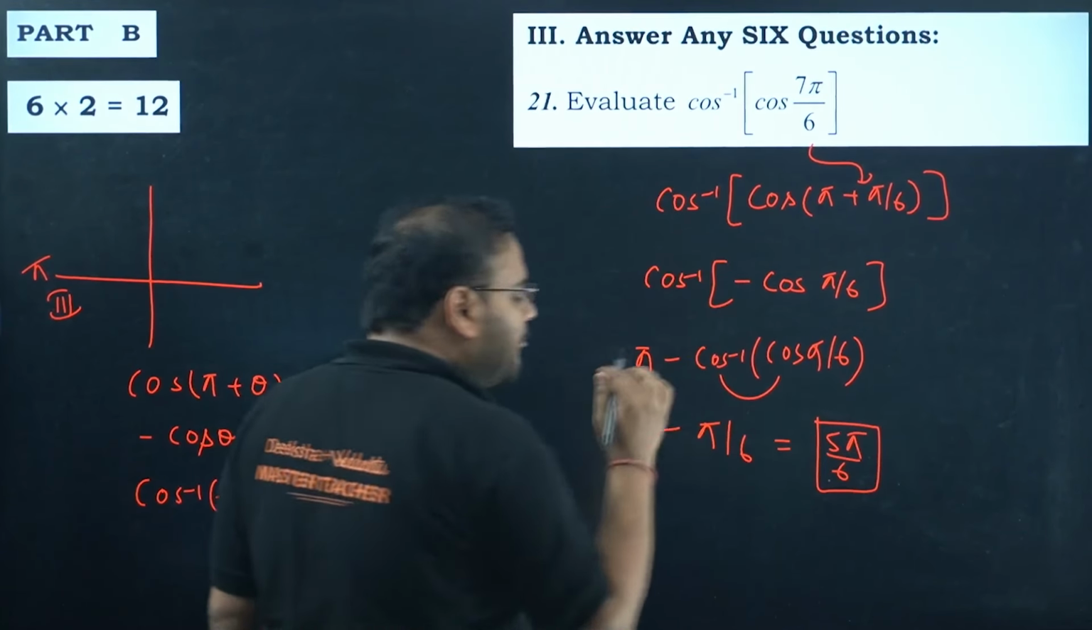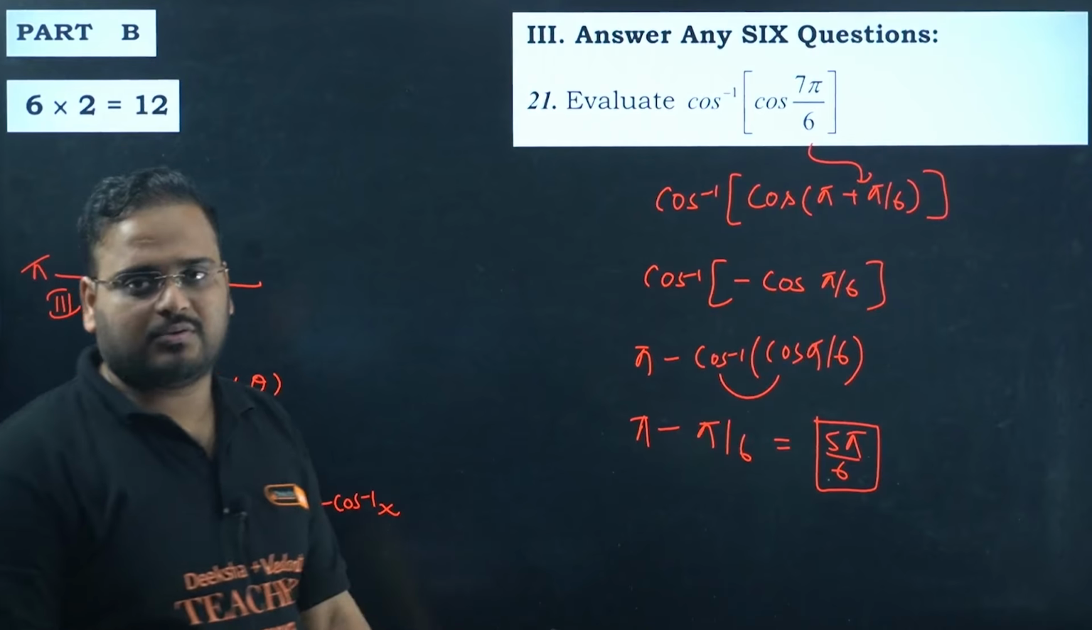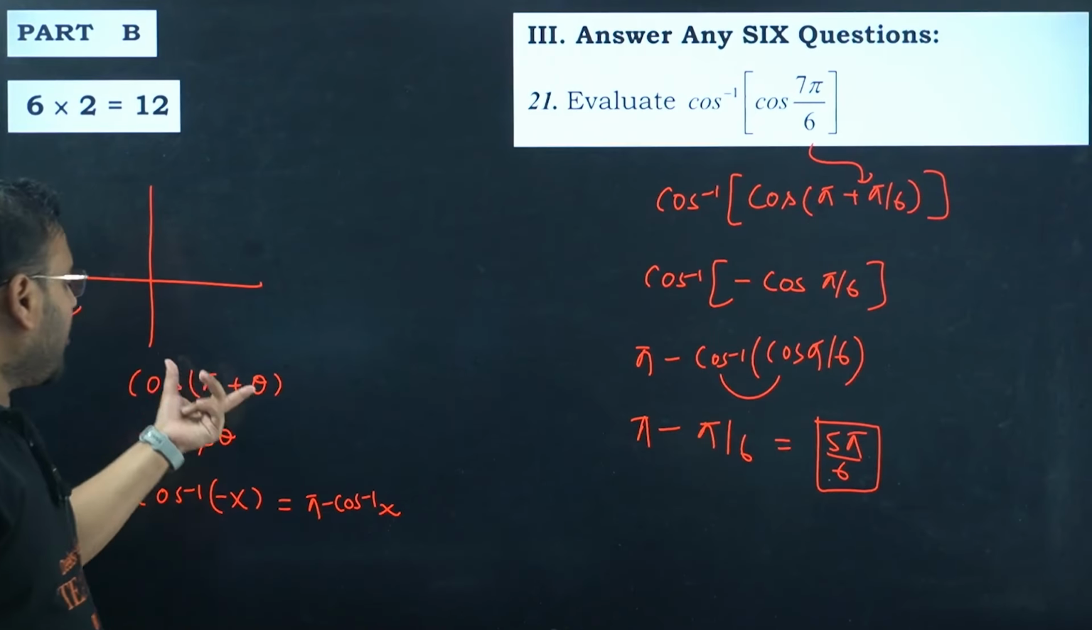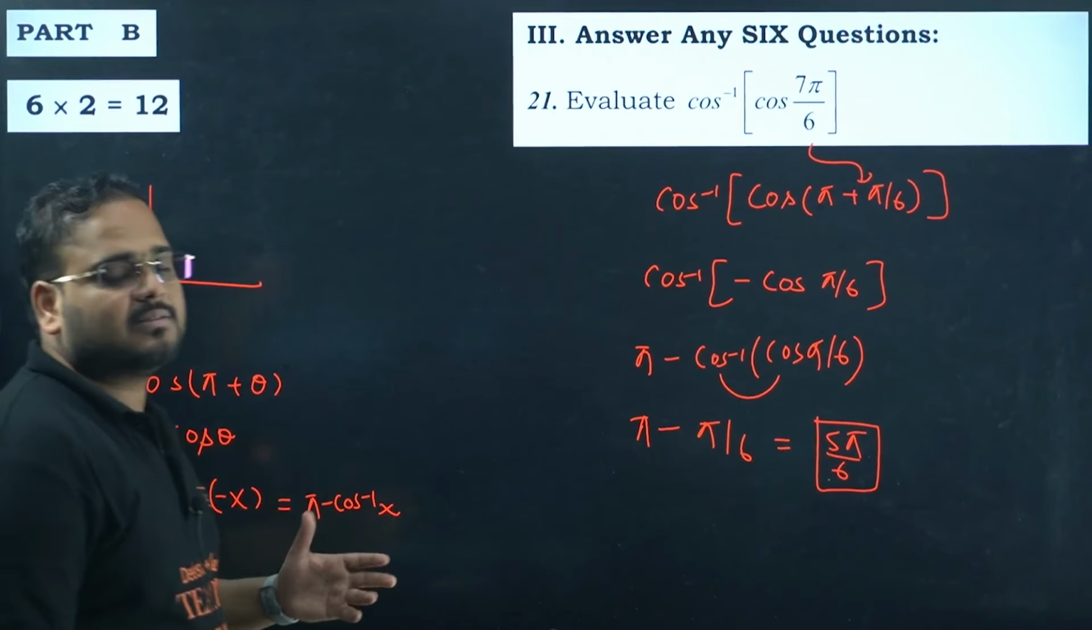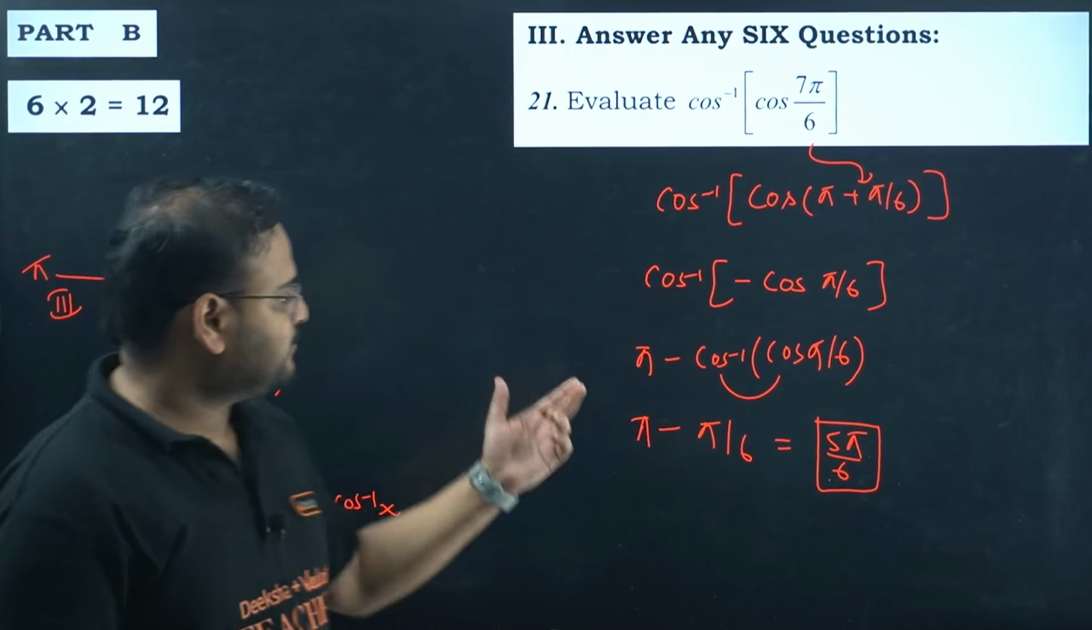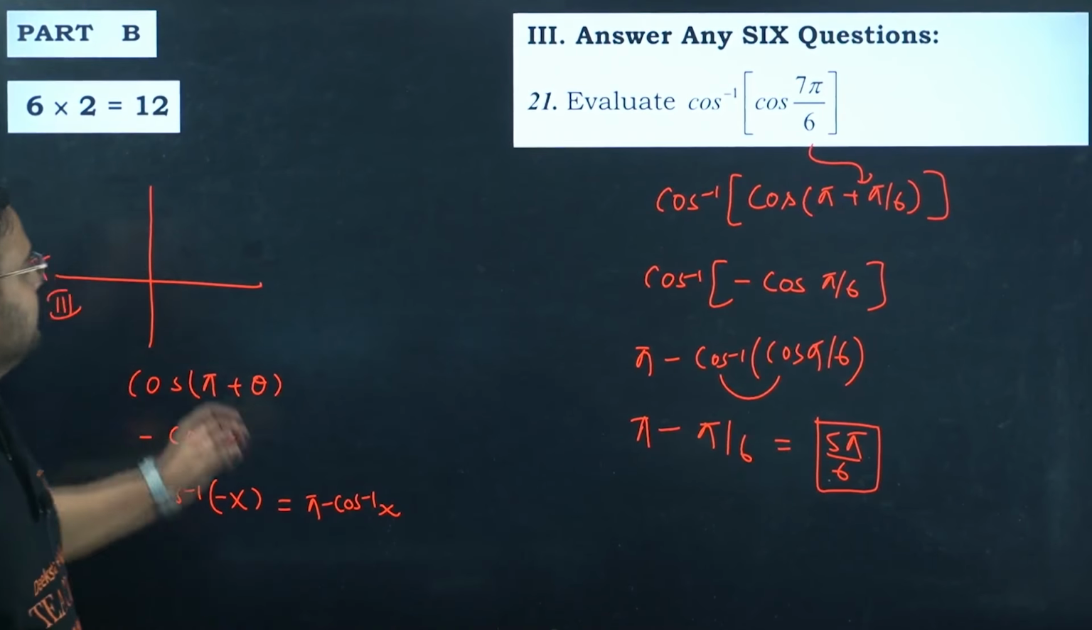A 2 marker, very beautiful question, but very easy one also. Two properties: the quadrant rule and the negative value in the inverse. Okay, check the steps.